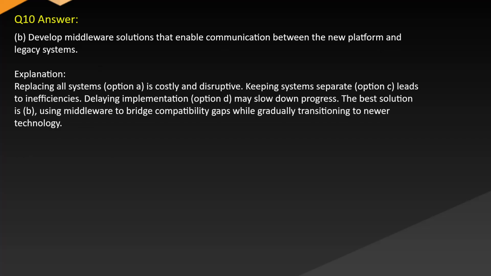Answer. B. Develop middleware solutions that enable communication between the new platform and legacy systems. Explanation. Replacing all systems, option A, is costly and disruptive. Keeping systems separate, option C, leads to inefficiencies. Delaying implementation, option D, may slow down progress. The best solution is B. Using middleware to bridge compatibility gaps while gradually transitioning to newer technology.